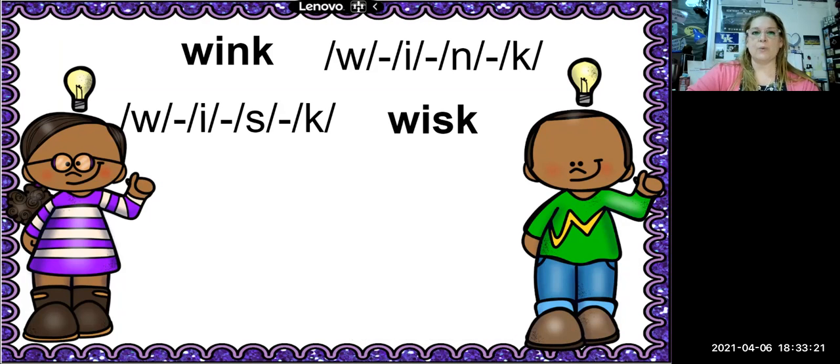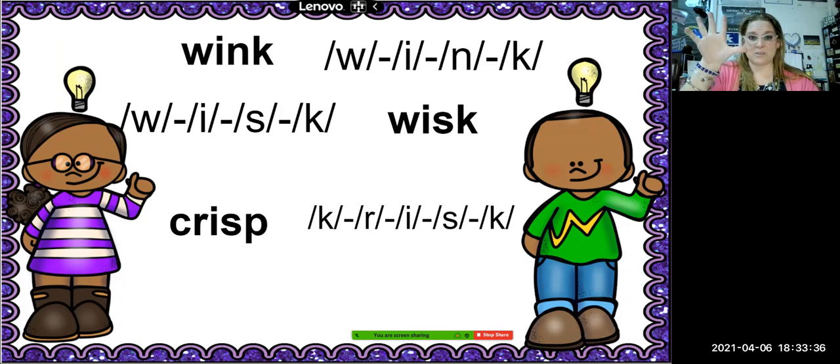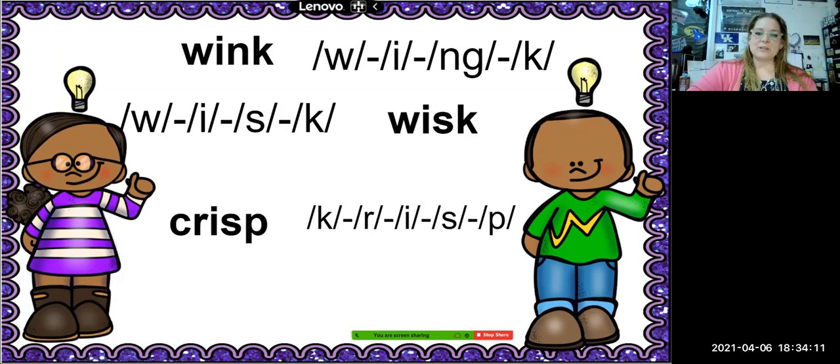It's going to be whisk. Very good. Whisk. All right. Our next word is crisp. Crisp. Tell me how many sounds you hear in the word crisp. We have 5 sounds in this word. Ooh, that's supposed to say p right there. Hold on a second. Let me fix that. Okay, I fixed it. So it says crisp.